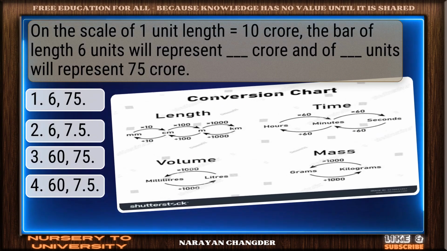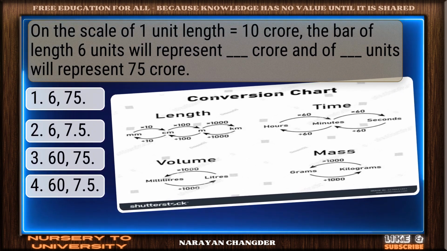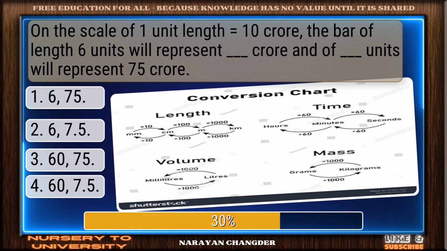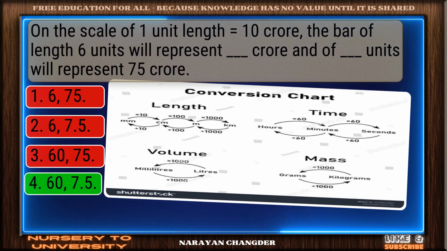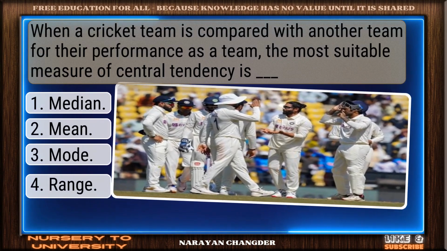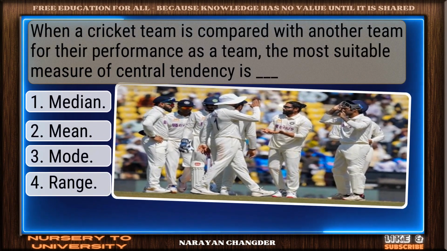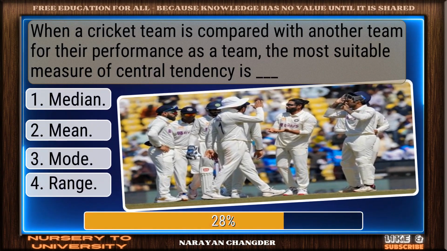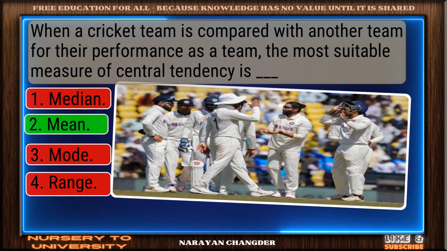On the scale of 1 unit length equal to 10 crore, the bar of length 6 units will represent dash crore and of dash units will represent 75 crore. Nice selection. 67.5 is the correct and valid answer. When a cricket team is compared with another team for their performance as a team, the most suitable measure of central tendency is dash. Excellent. Mean is a brilliant choice.